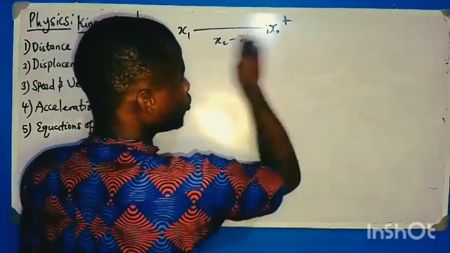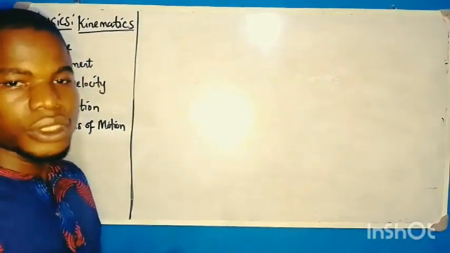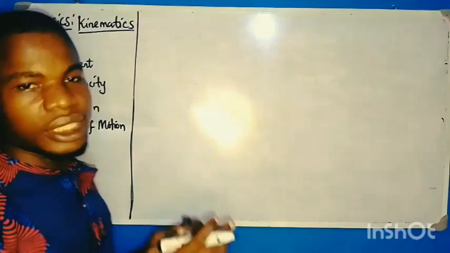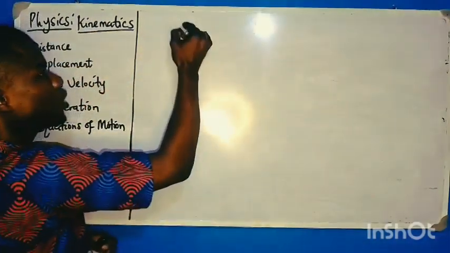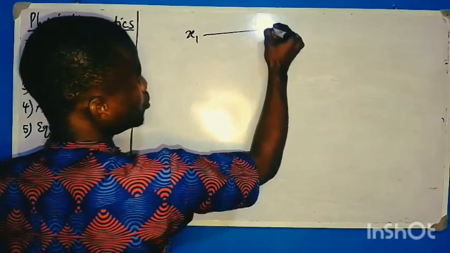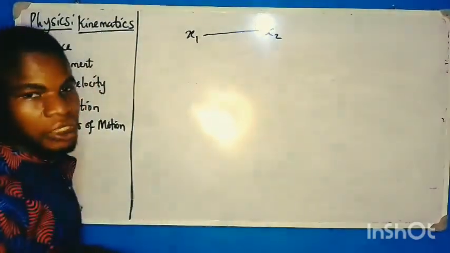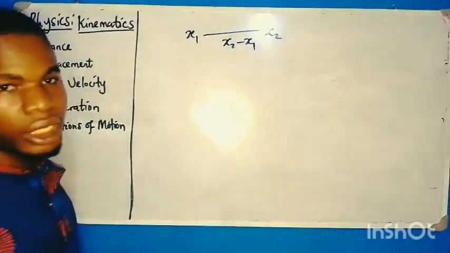Let's look at the second one quickly. Displacement. What's displacement? It is the shortest distance between the start point of a body and the end point of a body. So let's say our body is here at x1 and moved to x2, then the displacement of the body is still x2 minus x1, just like the case of the distance.